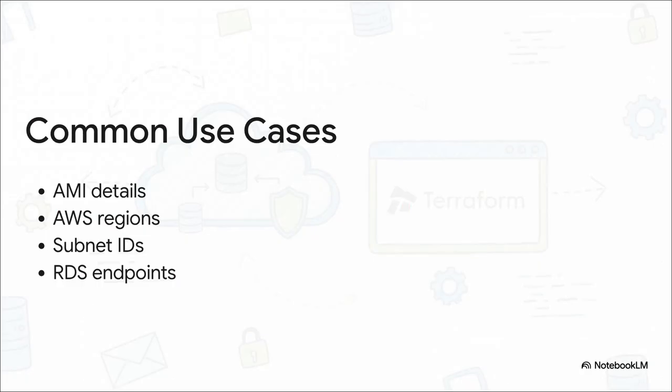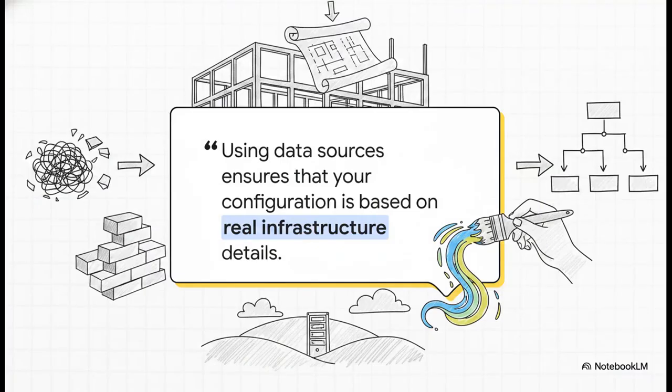To make this totally concrete, here are the really common day-to-day use cases where you'll be reaching for a data source block. You're going to use them to fetch the latest, most secure AMI details for your EC2 instances. You'll use them to dynamically retrieve lists of available AWS regions. Getting subnet IDs based on VPC tags, data source. Discovering your RDS endpoints, data source. It's exactly what keeps your code truly modular. And this quote right here brilliantly sums up the core philosophy we've been exploring. Pulling data dynamically ensures flexibility, consistency, and ease of maintenance.